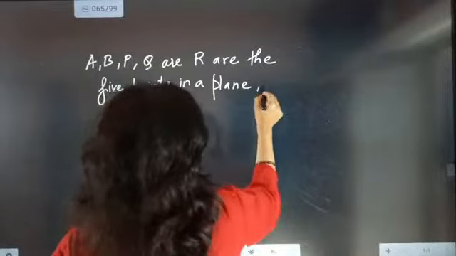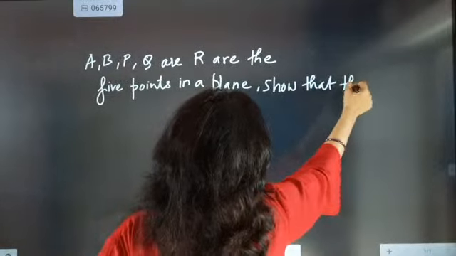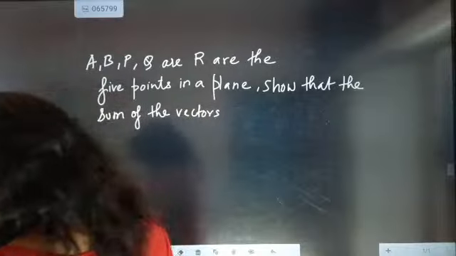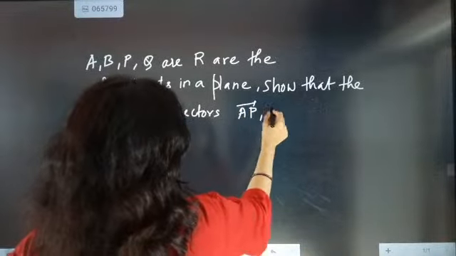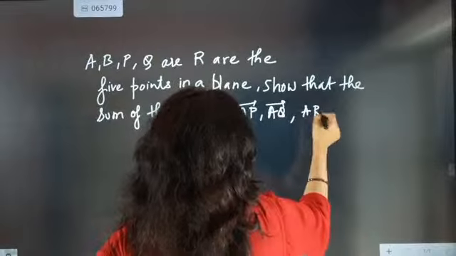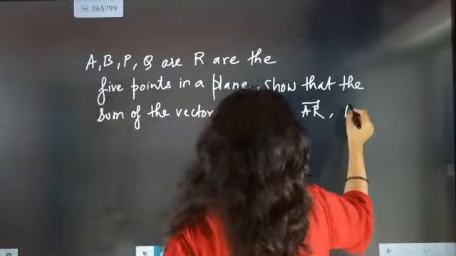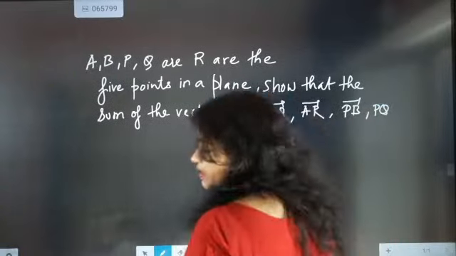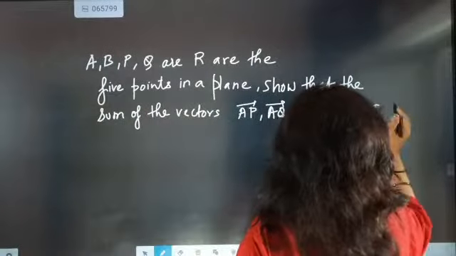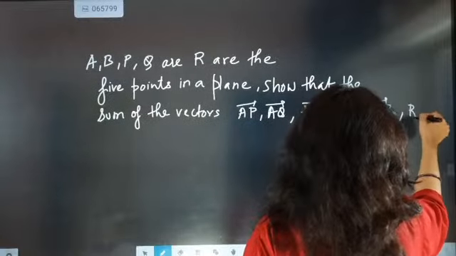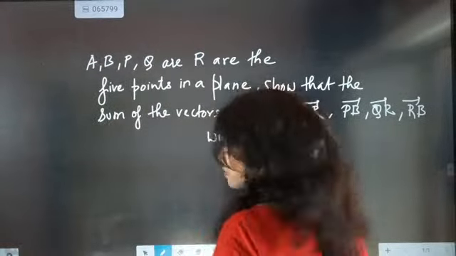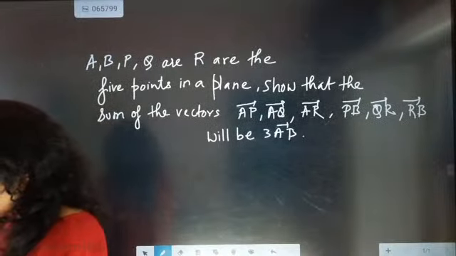Show that the sum of the vectors AP, AQ, AR, PB, QB, RB will be 3AB. Let's see how you are going to solve this question.